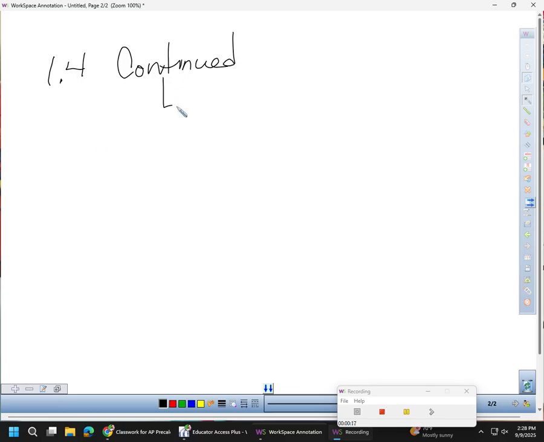Today is what's called literal equations. The reason we say they're literal equations is because of the word literal, which means what? It has to do with letters. It has to do with just letters. It has to do with literacy. It has to do with letters and how things work together.